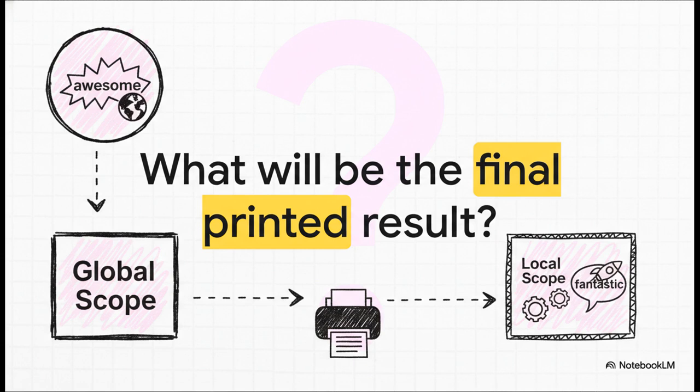All right, let's just dive right in with a little code puzzle that gets to the heart of this whole thing. We've got a variable, x, and we set it to awesome. Then we have a function that seems to change x to fantastic. So the big question is, what's that final print statement at the bottom going to show? Will it be fantastic or awesome? Go on, lock in your answer.